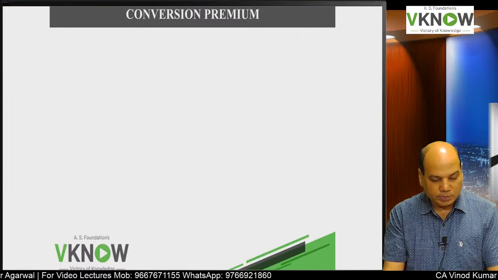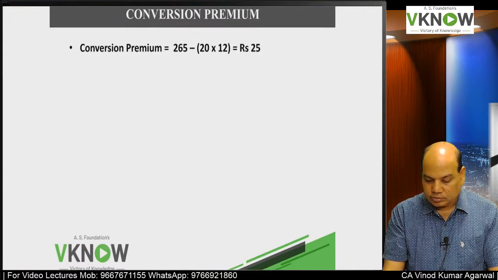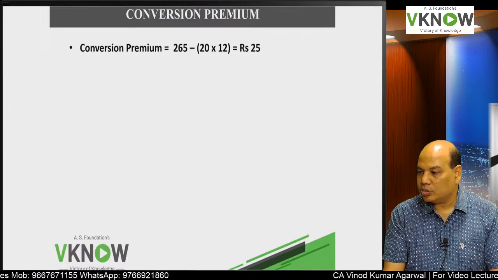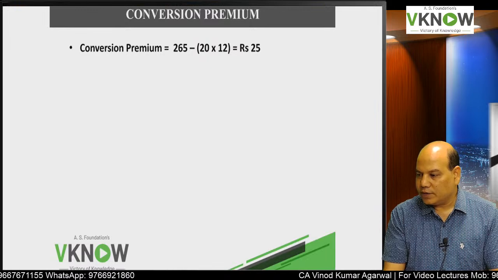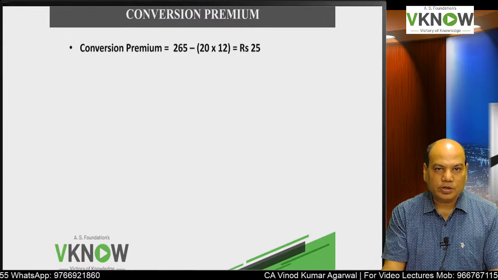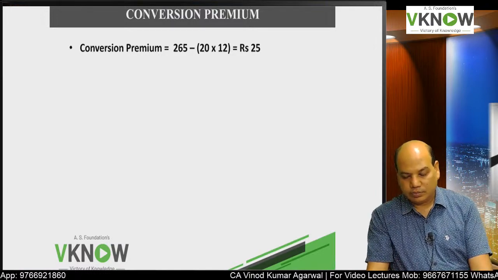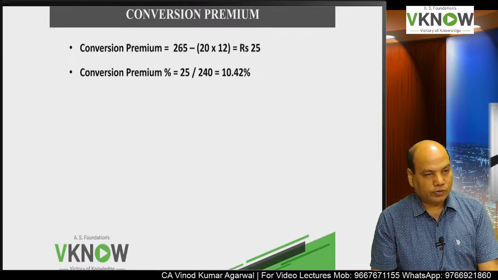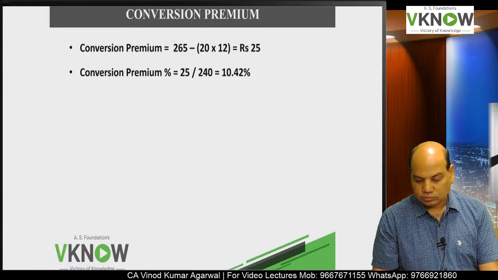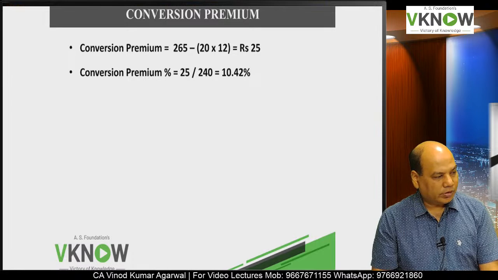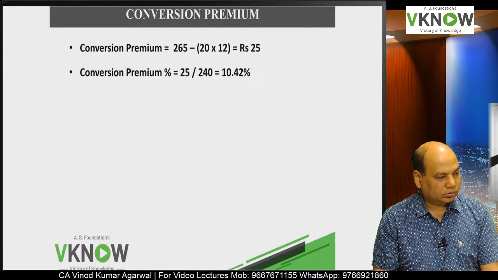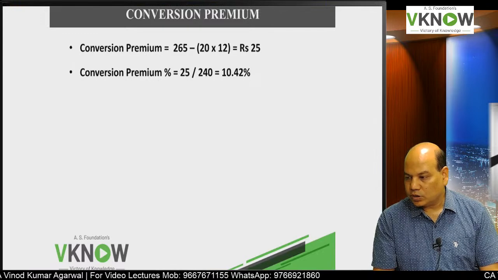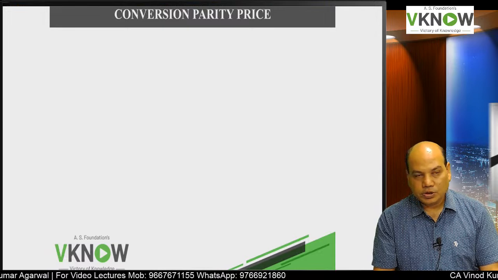Now third answer, write down conversion premium. You are paying 265 rupees for a bond. You could have directly bought 20 shares at 12 rupees. So you are paying 25 rupees conversion premium over the stock value of the bond. Conversion premium is 25, write down. And also answer in percentage: 25 by 240 is 10.42%. So you are paying 10.42% over the stock value of the bond, because you get an option to convert on maturity.